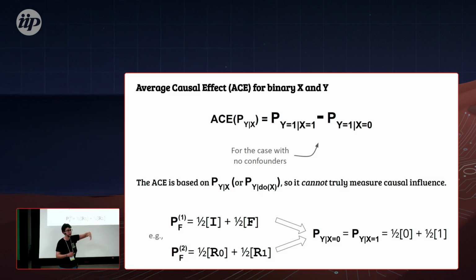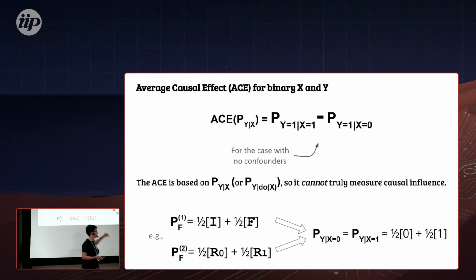Or in the case with confounders, it's something called a do conditional. And as I argued before, this object, it doesn't make much sense to ask how much causal influence you have just by looking at this object, because it can come from a situation with no causal influence, but it can come from a situation with complete causal influence. And the average causal effect for this is 0, even if it came from this.